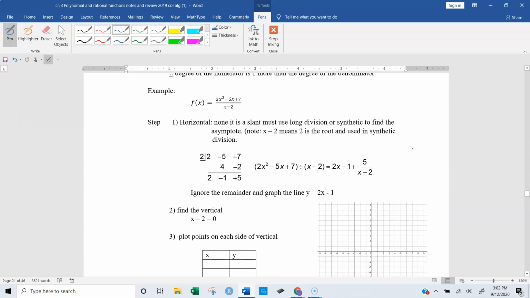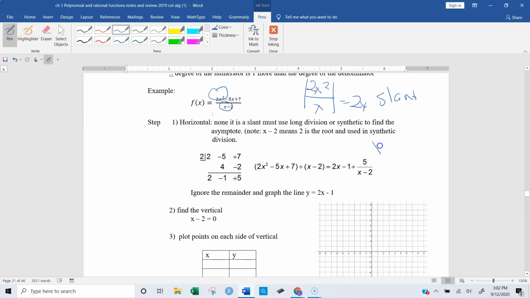Okay, next is slant asymptote. This happens when the numerator, right here, is 1 degree larger than the denominator. So x squared is 1 degree larger than x. So when you went to do your horizontal, you had 2x squared over x, which gave you 2x. This means there is a slant asymptote.